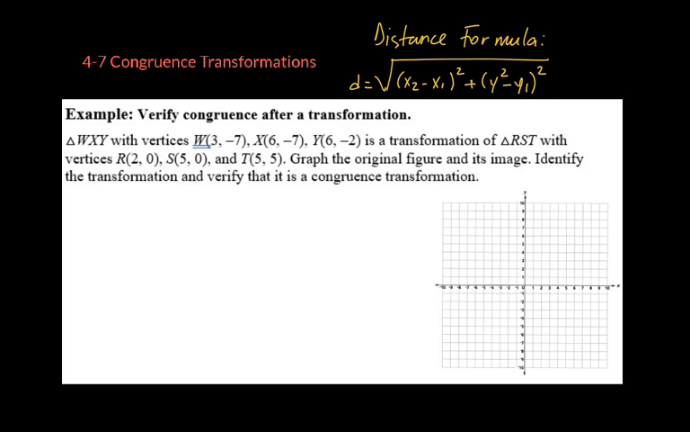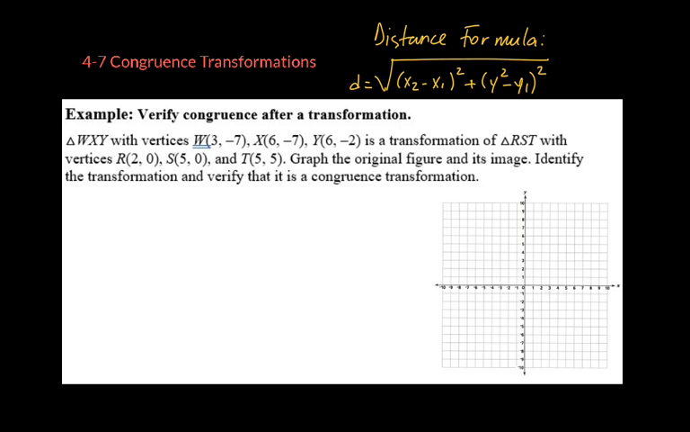Hello everyone. In this video, we will be talking about the second part of Congruence Transformations, lesson 4-7. In this example, we need to verify congruence after a transformation. We have the original figure, which is points R, S, and T, and then after the transformation, it becomes the points W, X, and Y. So obviously, it's going to be a triangle.